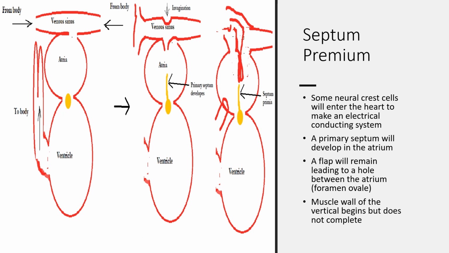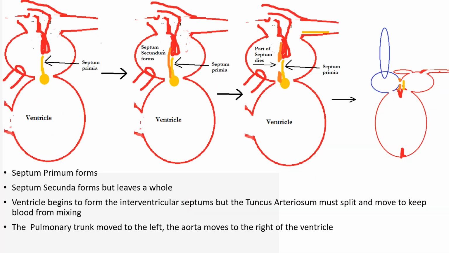And there are some animals that do have a three-chambered heart. Now the septum primum develops a septum secundum, and it closes it off completely. Then part of the septum secundum dies, allowing a hole here. And that hole, we call the foramen ovale.